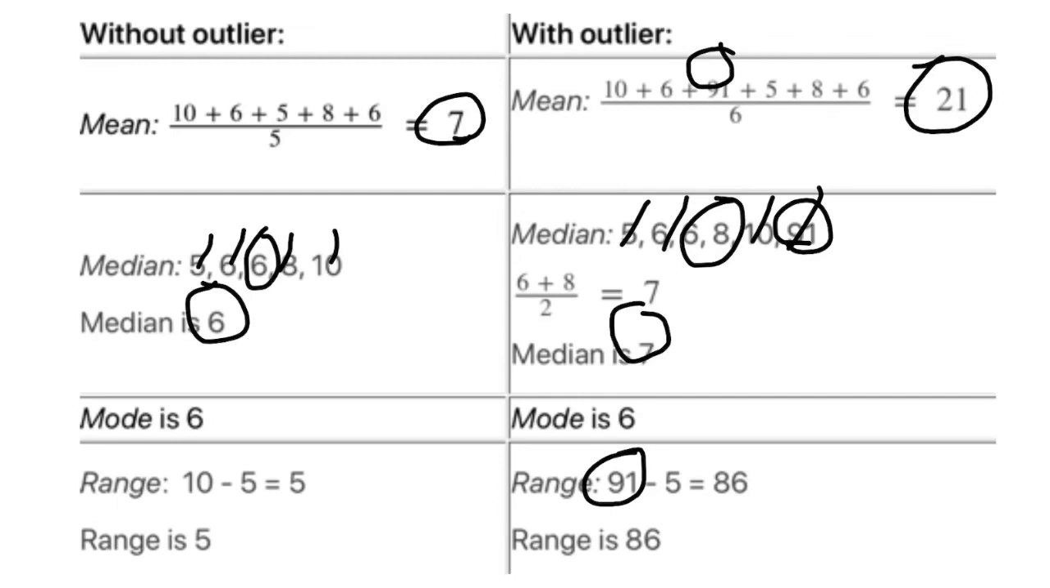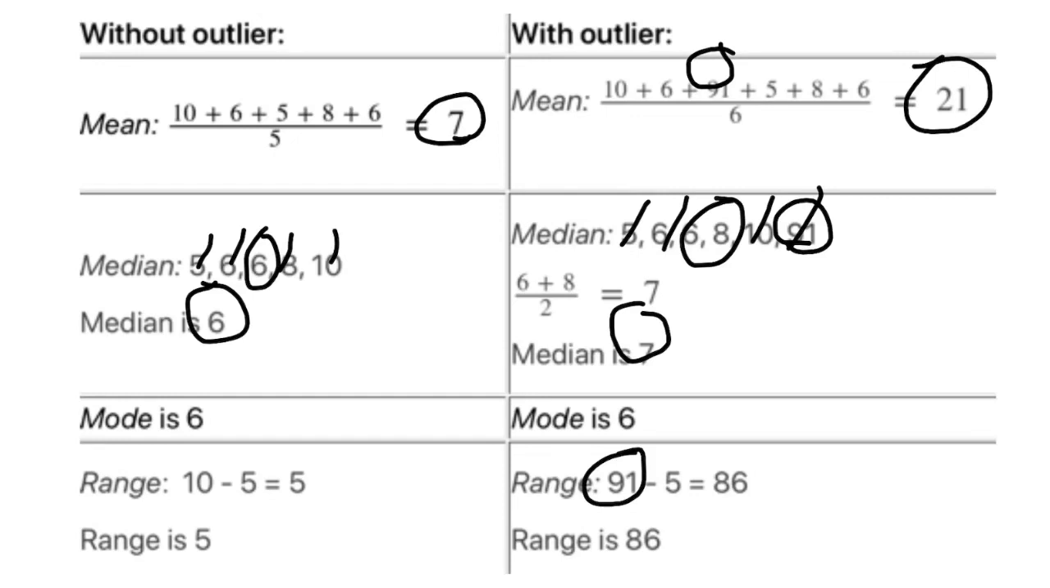Our mode is the number that appears the most. Remember, when you have an outlier, it's only one number that stands out. So your mode is never going to be your outlier. So your mode is never affected by your outlier. It always stays the same.